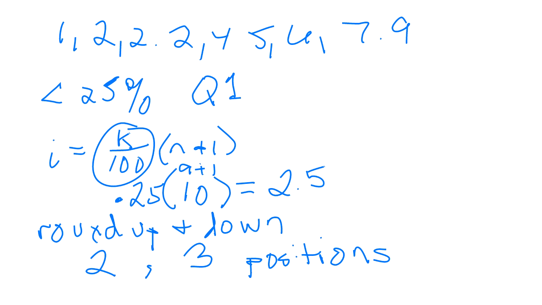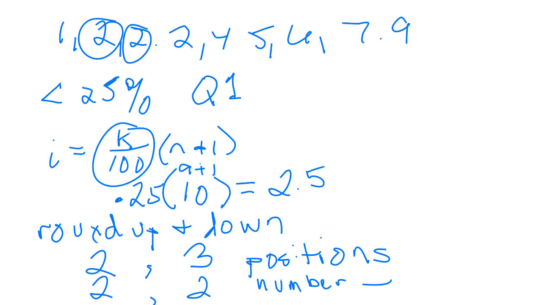Okay. So what number's in position 2? Of the data set, yeah, it's 2. Right. What's in position 3? It's also 2. Right. So we have our numbers, then you take the average of those, and that's your Q1. So average of 2 plus 2 divided by 2 is 2. So Q1 is 2.